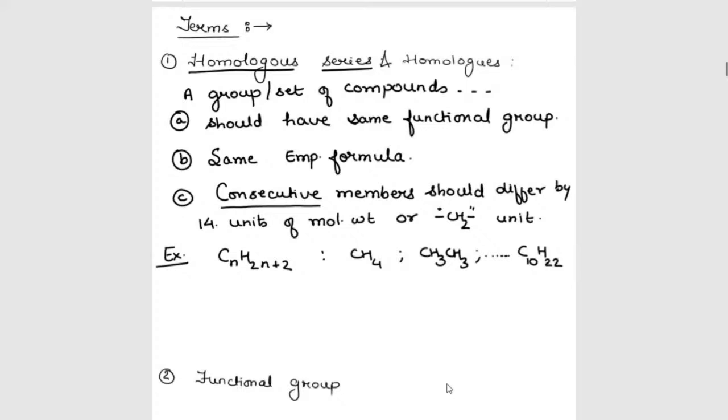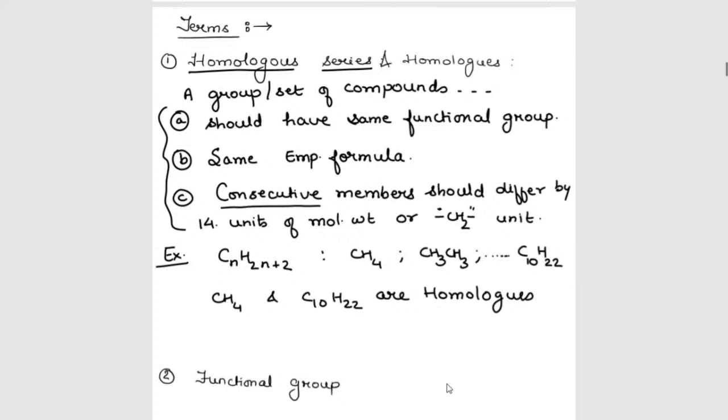homologous series. So, in a question, you may be asked whether methane and decane are homologues or not. They are homologues because they are from this series. That is, they have the same functional group, same empirical formula. And if I go by consecutive members, ultimately I will land from methane to decane. So any member of the homologous series will be called a homologue of the others.